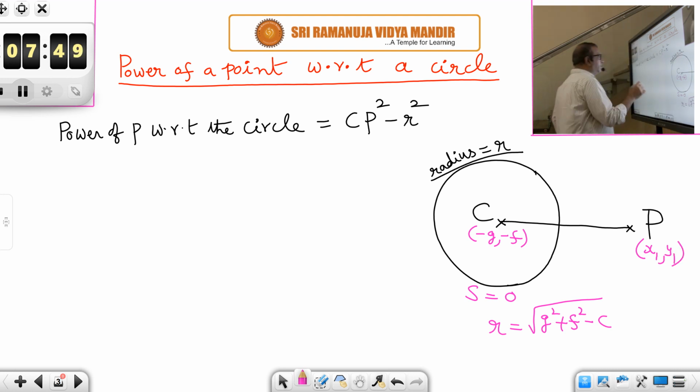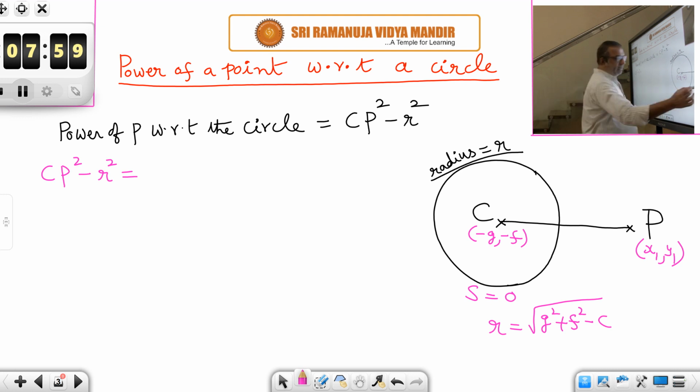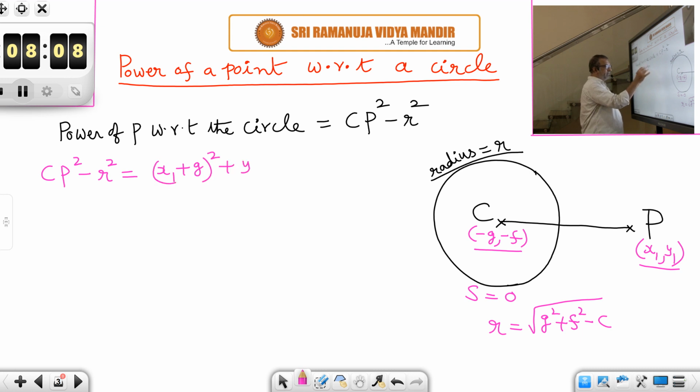Now let us calculate CP square minus r square. CP square is the distance from the point x1, y1 to the point minus g, minus f, whole square. That means x1 plus g whole square plus y1 plus f whole square. That is CP square minus r square. What is r square? R is root of g square plus f square minus c, so r square is g square plus f square minus c.